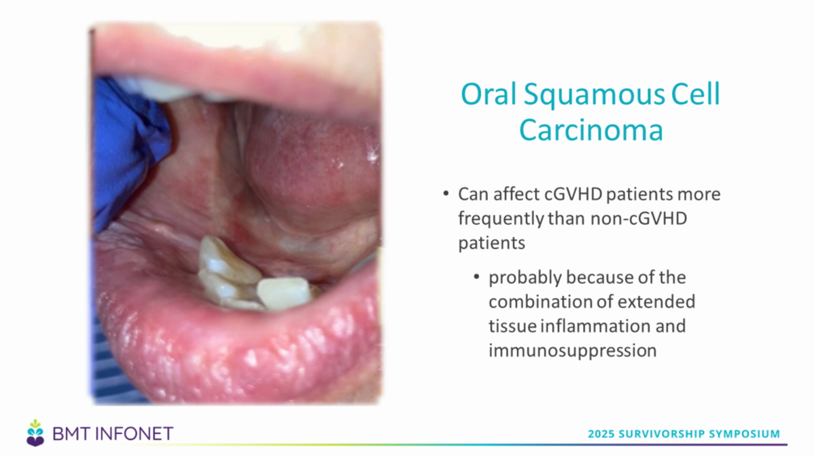Oral squamous cell carcinoma is the cancer that we see with chronic oral GVHD patients. It affects them more frequently than non-chronic GVHD patients. And why is that? Well, that's probably because of the extended tissue inflammation. So what we know is that the better controlled the disease is, the lower the cancer risk is. But at the same time, there is always a baseline immunosuppression among bone marrow transplant patients. And so that alters the body's ability to regulate and surveil for cancer, and it just increases the risk.